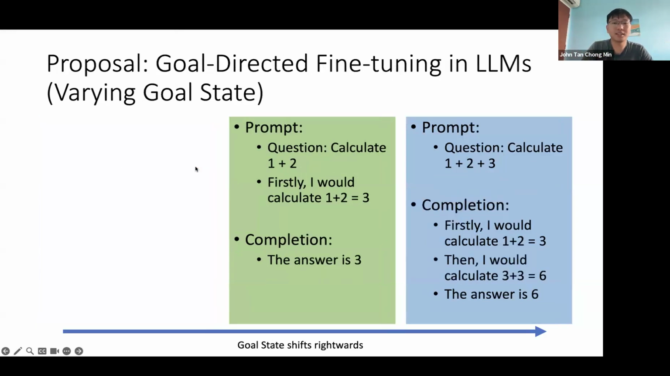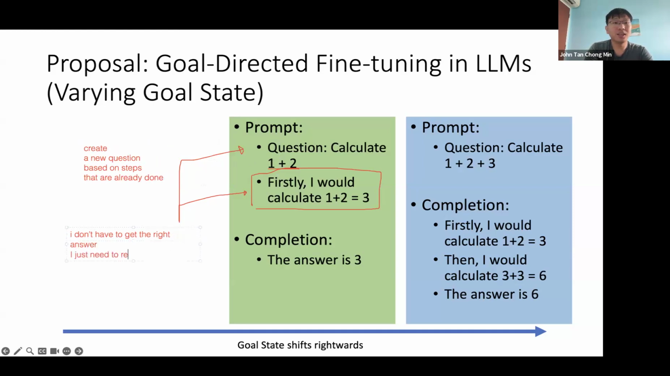So part 2 is like this. We can change our goals. I think this is not done. Instead of saying, hey, I need to get 1 plus 2 plus 3, let's say we did until 1 plus 2 equals 3. What I do is I change based on the steps that I have made. I update my question according to the steps. Create a new question based on steps that are already done. So essentially, I don't have to get the right answer. I just need to reinvent the question.